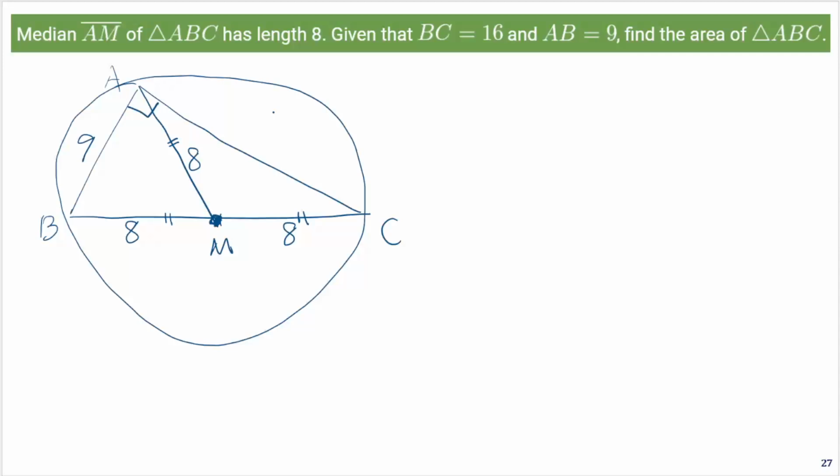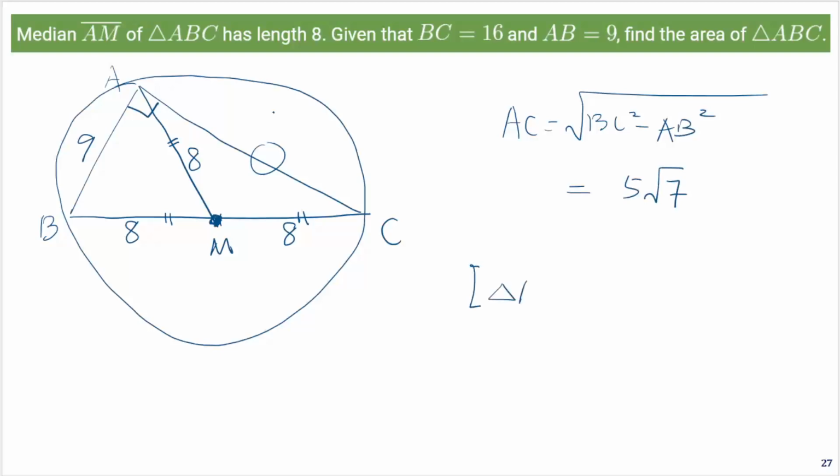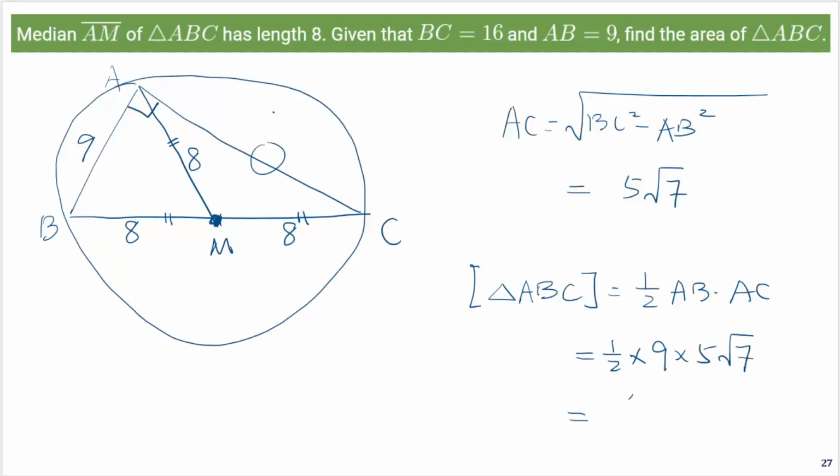Therefore, we know we could find AC first. AC equals square root of BC squared minus AB squared, and this gives us 5 square root 7. Therefore, the area of triangle ABC is 1/2 of AB times AC, and this gives us 1/2 of 9 times 5 square root 7. Did you get it?